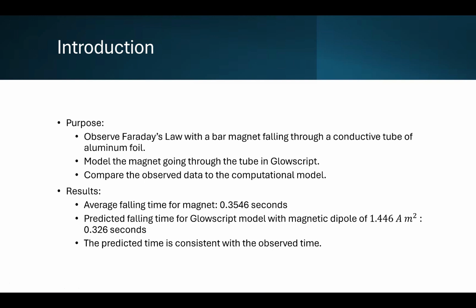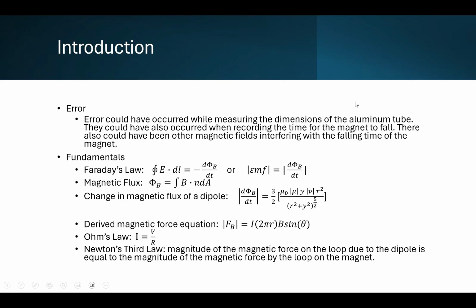The results of this lab are that the average falling time for the magnet is 0.3546 seconds. The predicted falling time for the GlowScript model with a magnetic dipole of 1.446 amps times meter squared, which is from lab 3, is 0.326 seconds, and the predicted time is consistent with the observed time.